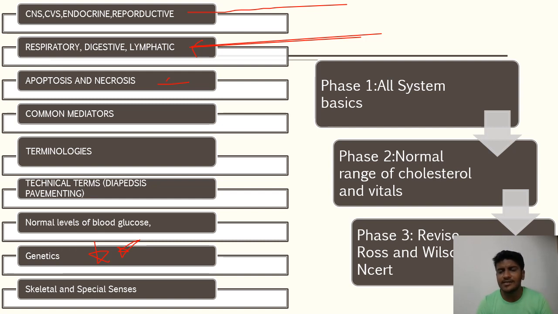And in phase 3, finally, you need to revise Ross and Wilson and NCERT. So if you get time, because this is a minor subject, you don't need to devote much time, let me be very honest. So just give some of the time for revision of Ross and Wilson, and that will suffice.